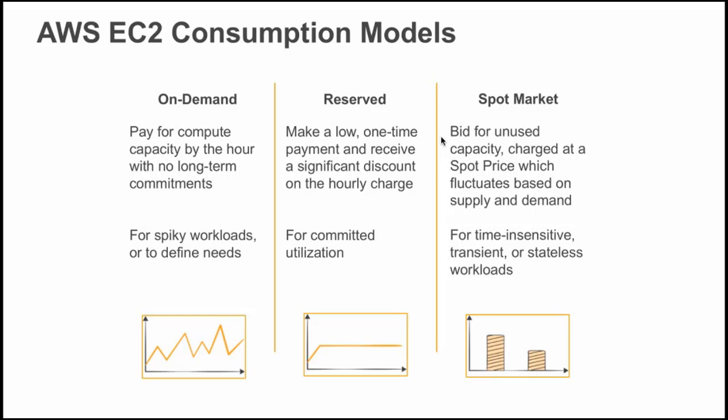The third consumption model, which we'll be focusing on today, is called the spot market. This is a place where you can bid for unused capacity in our data centers. It's great for time-insensitive, transient workloads, stateless workloads, but I think it's also a great fit for production-type workloads, especially in the case where you're running something like containers where you're already operating in a transient place in terms of container services being launched. So let's jump into this a little bit, right?